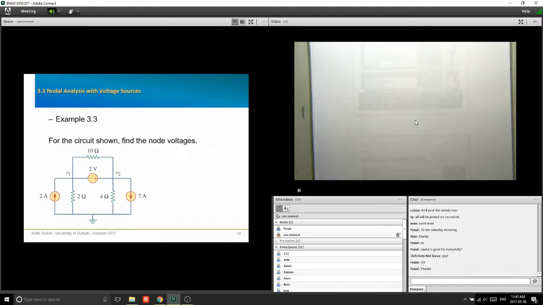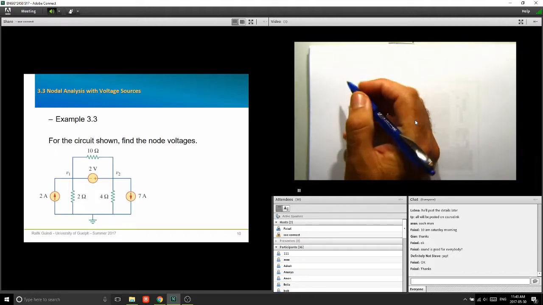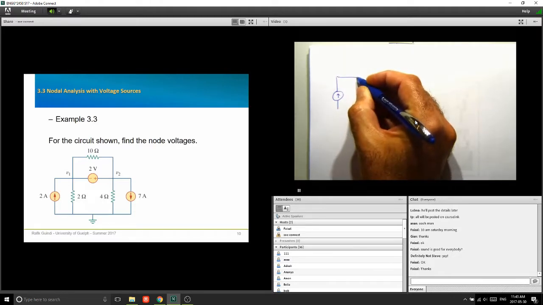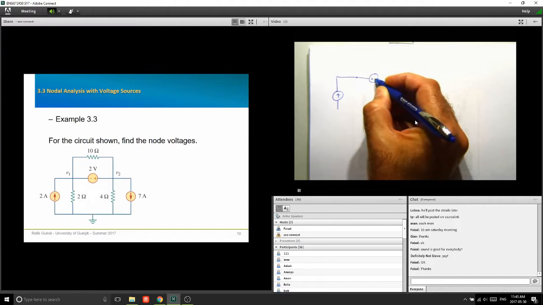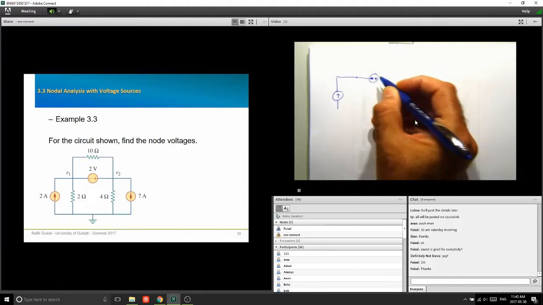Here, there you go. This is an example. You have a circuit. You're given the reference node. You have two nodes, V1 and V2. You have two current sources and one voltage source. Let's see how we're going to solve this. No, sorry, this is minus and plus.